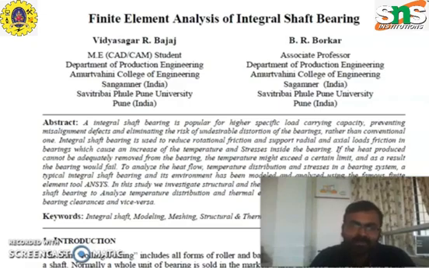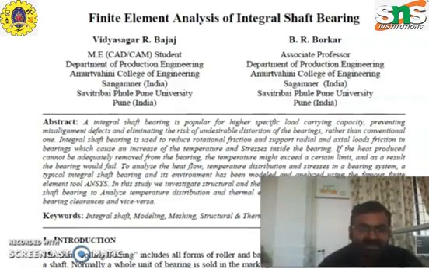Today we have to discuss the case study on finite element analysis of an integral shaft bearing: how the integral shaft bearings work, how the loads are withstood, and how the stresses and strains are distributed during the loading conditions. We have to find these out by using the finite element analysis procedure. Shall we discuss the abstract of this case study?